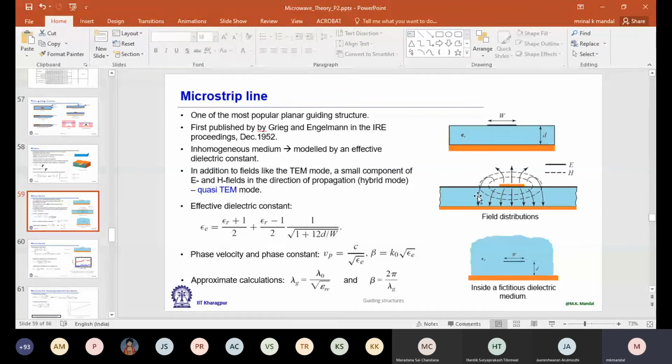Is it clear to you? Yes, sir. So when we are finding the E field and H field for the microstrip line, that doesn't include the surface wave at all? For the microstrip line, no, we consider the ideal scenario.